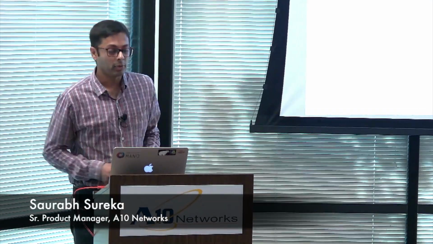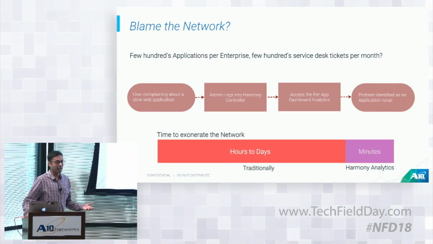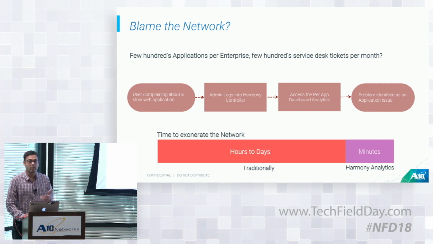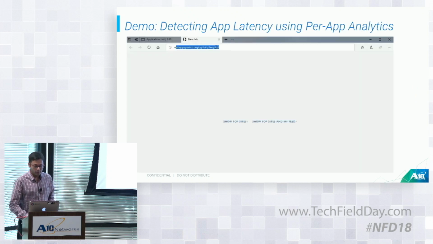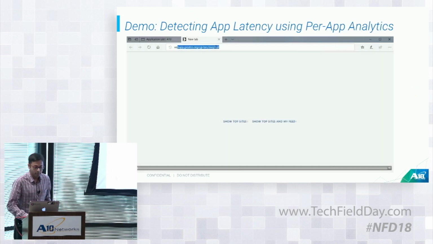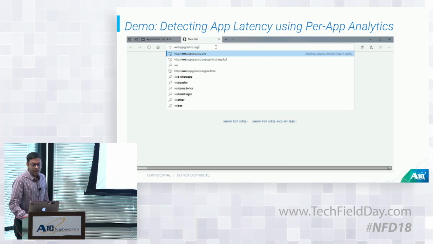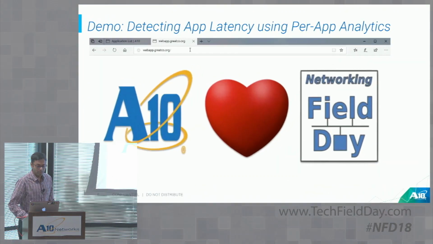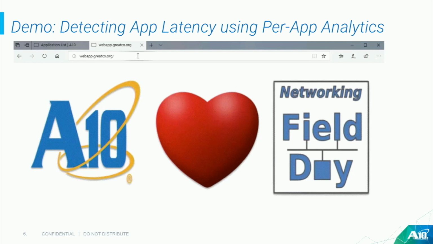We're going to run through this real quick. There's something else we would like to squeeze in and show. We talked about the blame the network game. So any enterprise today has a few hundred applications and maybe a few hundred service desk tickets. So just by using Harmony controller, the time to exonerate the network, traditionally it could be hours to days, but with Harmony Analytics, it's literally in a few minutes. So let's just run quickly through this demo. You have a service which is provisioned, gradeco.org, and this is true, A10 Hearts NFT.